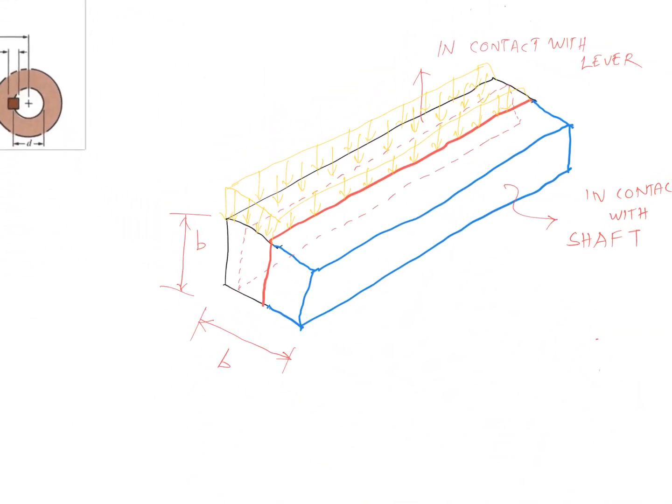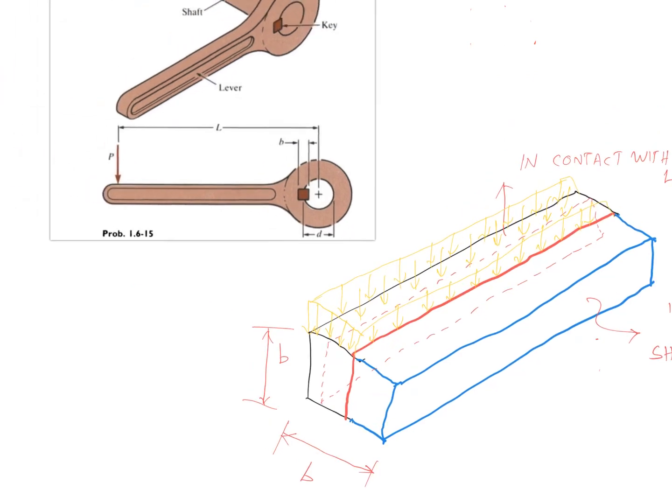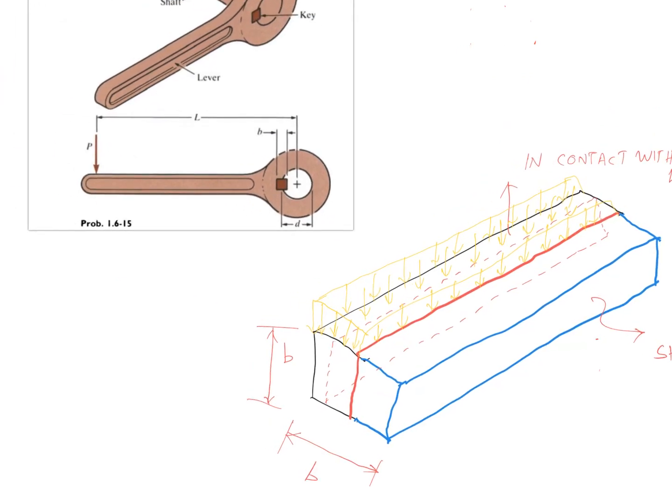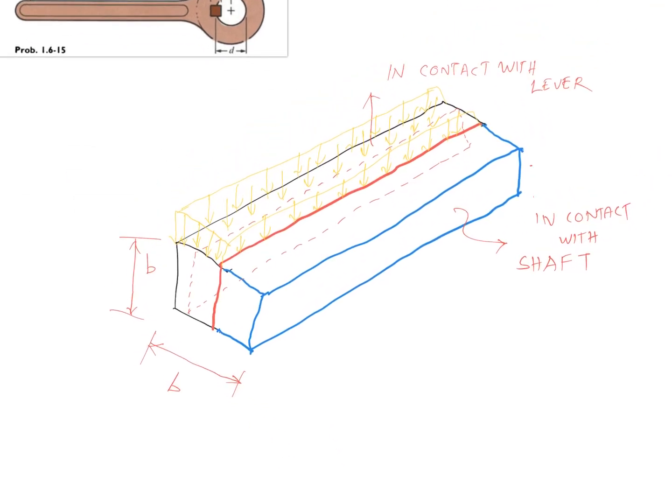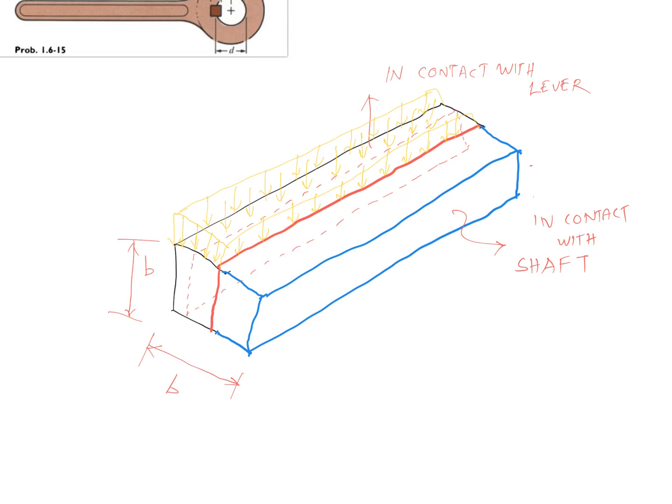So this is the front view of the key. Here what I have shown is a much more elaborate isometric view of the key. Apologies for my poor drawing. As I was explaining earlier, this portion of the key is in contact with the lever, while this portion is in contact with the shaft.